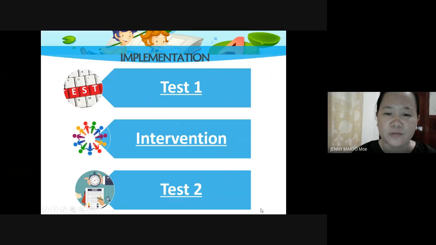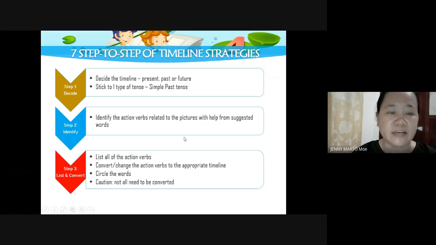Next, we move on with the intervention. For this intervention, I have introduced the 7 step-to-step of timeline strategies. Step 1, the students have to decide the timeline, whether it is in the present, past, or future. And here I always remind them to stick to one type of tense, which is simple past tense.